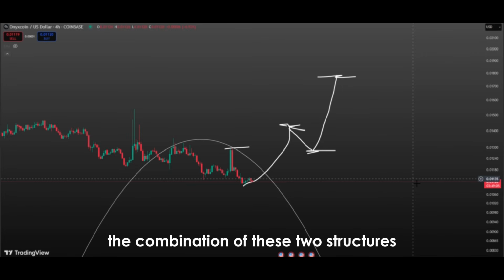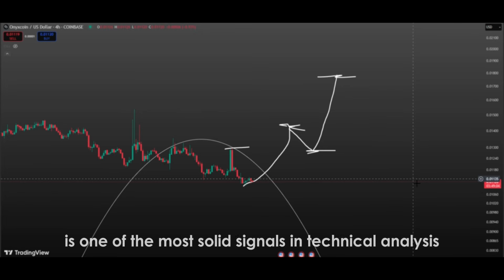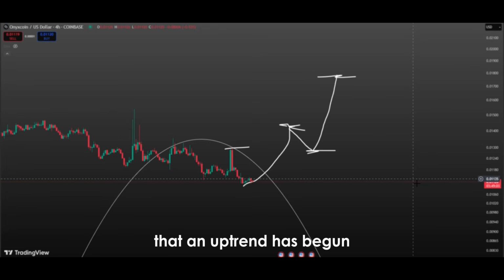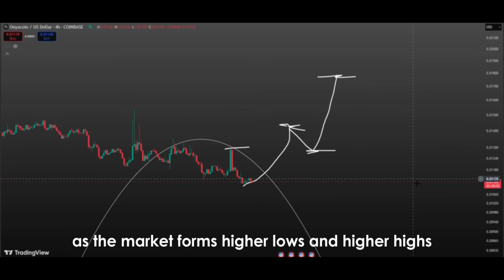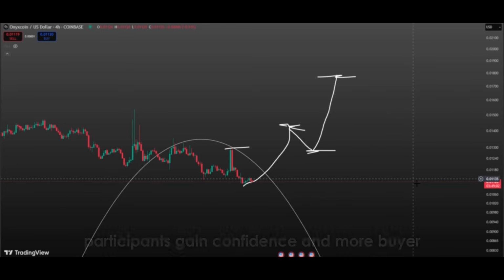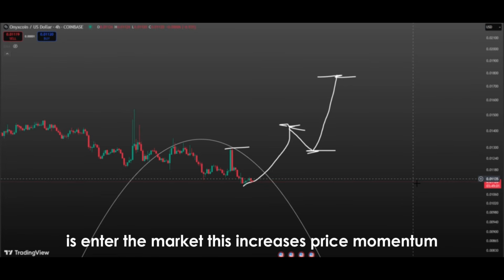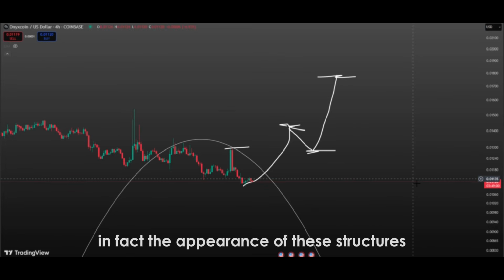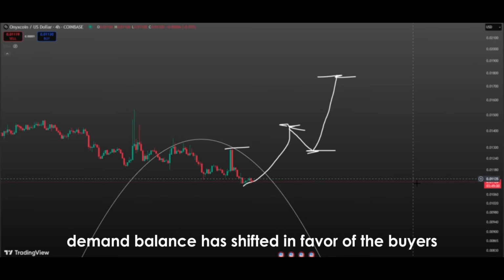The combination of these two structures, both higher lows and higher highs, is one of the most solid signals in technical analysis that an uptrend has begun. As the uptrend begins, investor perception also starts to shift. As the market forms higher lows and higher highs, participants gain confidence and more buyers enter the market. This increases price momentum.